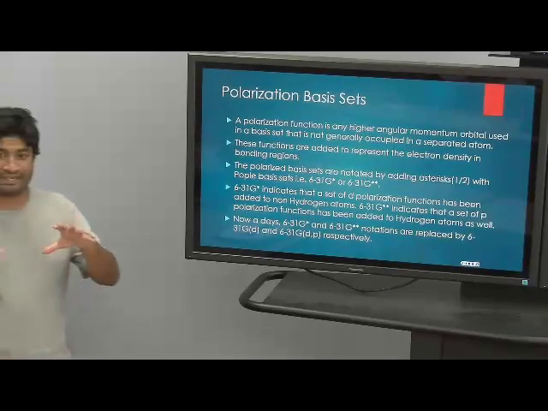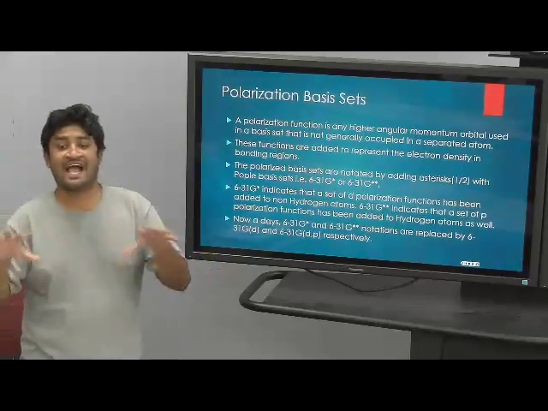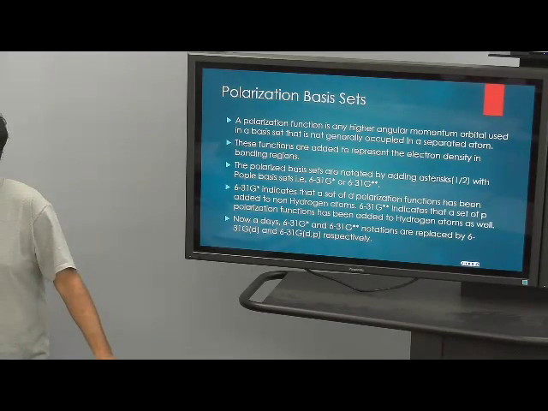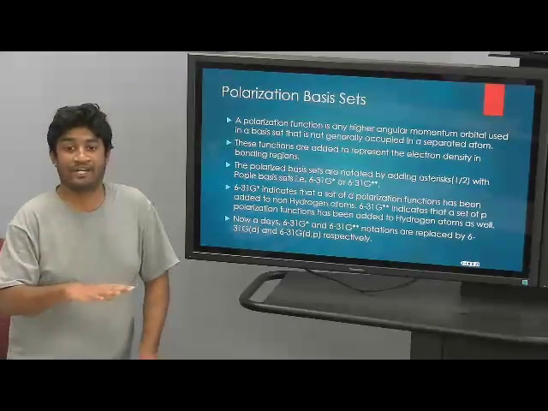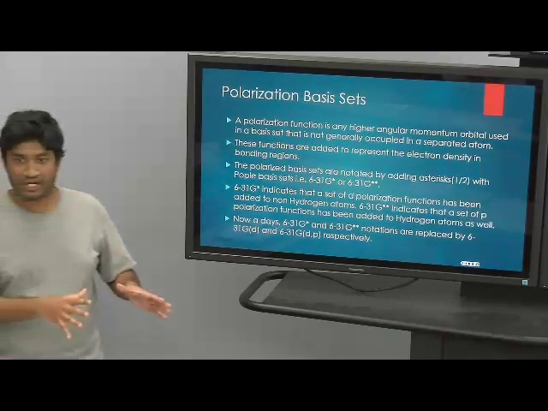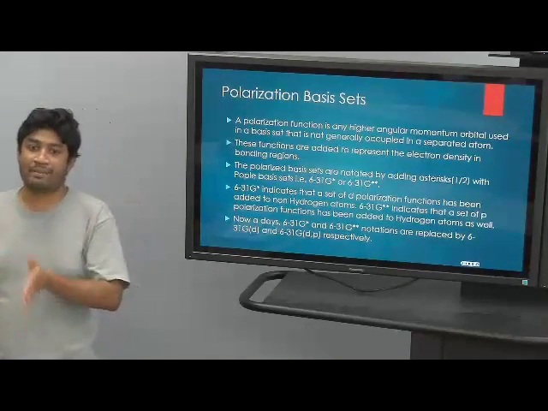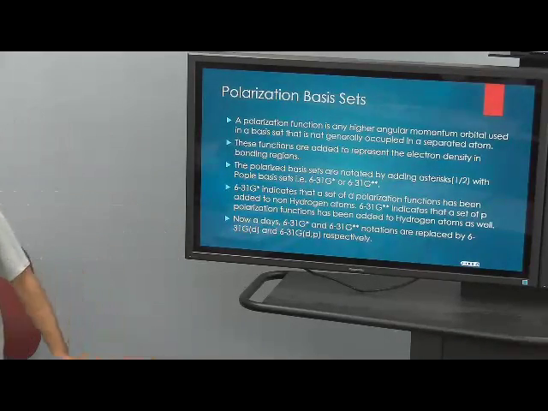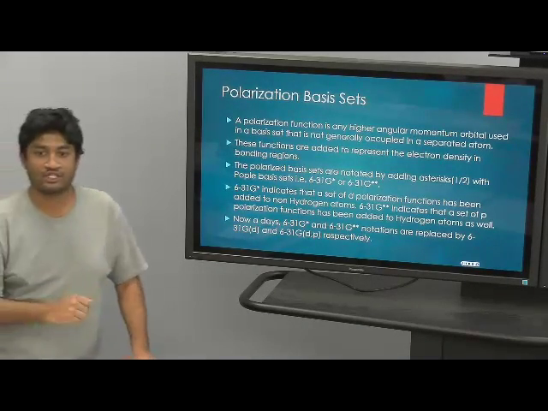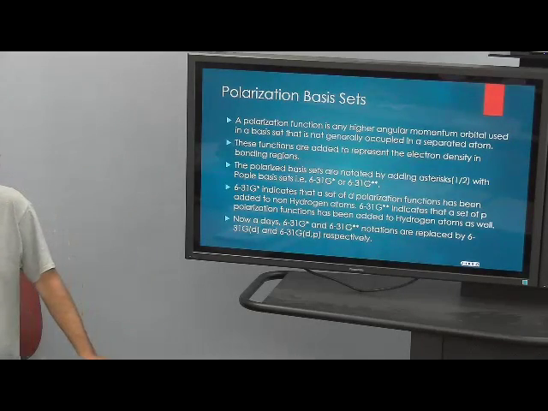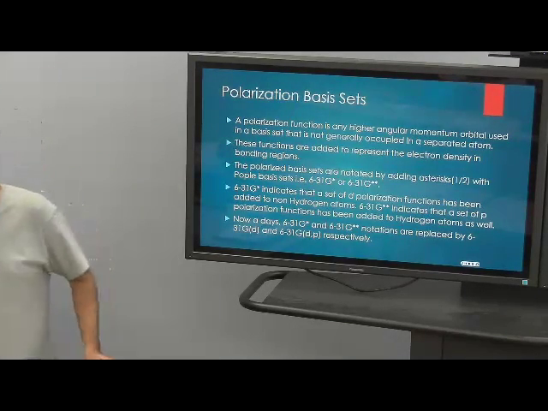The polarization basis sets. A polarization function is any higher angular momentum function added to the basis set that is not generally occupied in the separated atom. It is generally used to represent the electron density in the bonded regions. It is generally denoted by adding asterisks to the Pople basis sets. One asterisk indicates that d-polarization functions are added to the non-hydrogen atoms, and 2 asterisks indicate that p-polarization functions are also added to the hydrogen atoms.